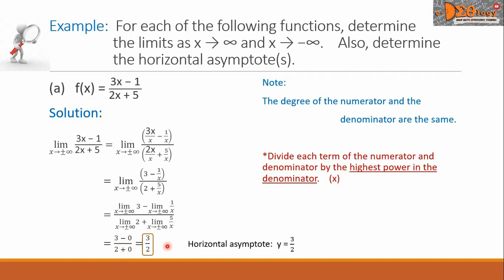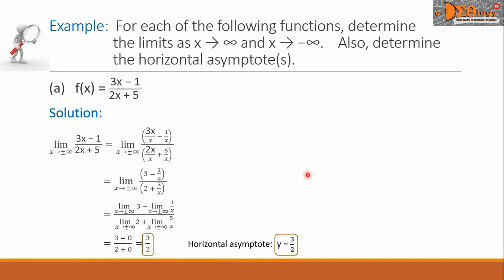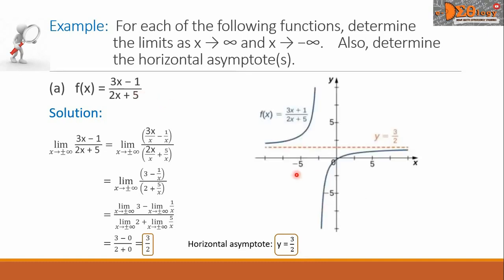For the horizontal asymptote, we simply take this value and we write it here. So the horizontal asymptote is y equals 3 over 2. Now let us consider the graph of the function. Here it is. We can see that as x goes to positive infinity, the value of f of x comes closer and closer to 3 over 2. Also, when x goes to negative infinity, the graph comes close to the value 3 over 2 also. And the line y equals 3 over 2 is the horizontal asymptote.